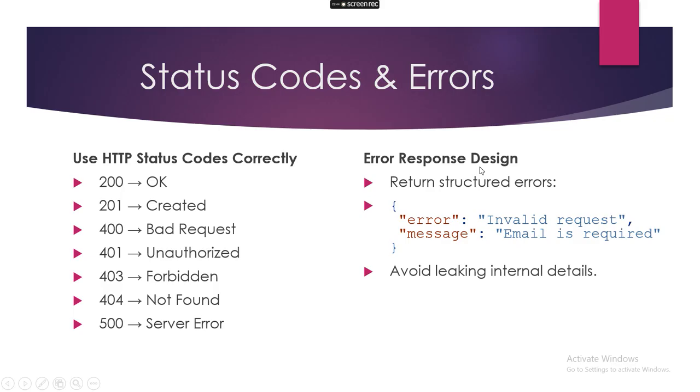So, error response design: return structured errors. When you're designing your errors, when you're returning an error from an API, say you send a request and then an error occurs, it's very important that you don't leak internal operations or internal details. You don't want to be too detailed in your error messages. You want to return the error, but always be generic. You want to give just the information needed for them to understand that a problem occurred.